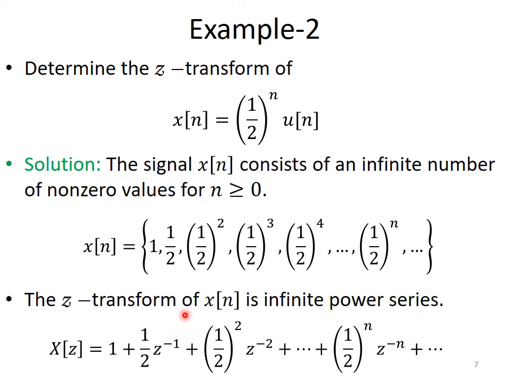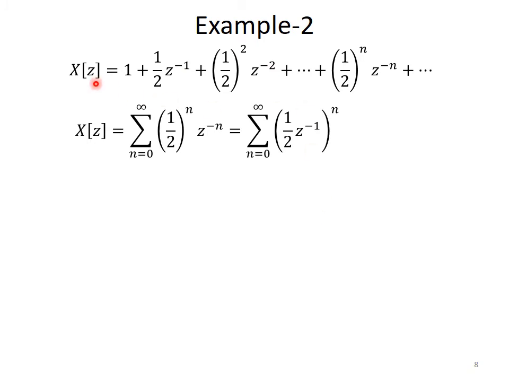Now the Z transform of x of n can be written in this form: 1 into z power 0, 1 upon 2 into z power minus 1, 1 upon 2 square into z power minus 2, and so on. Or we can write this sequence using the Z transform formula, with n equal to not from minus infinity to infinity, but n equal to 0 to infinity, because the sequence is causal. So, sum from n equal to 0 to infinity of 1 upon 2 power n into z power minus n, or in other words, sum from n equal to 0 to infinity of (1 upon 2 z power minus 1) whole power n.